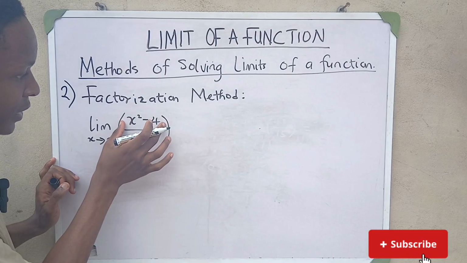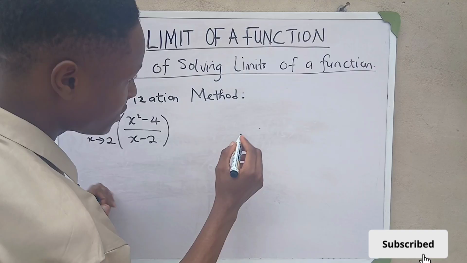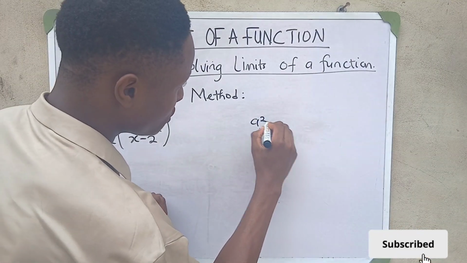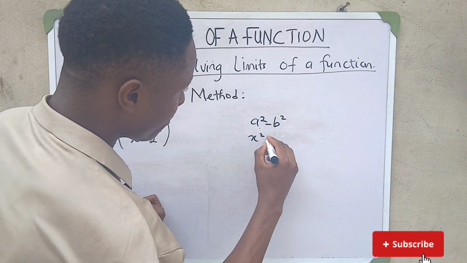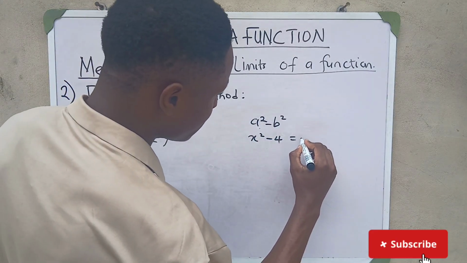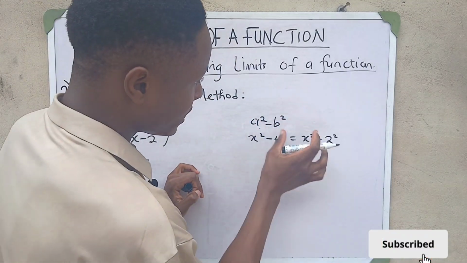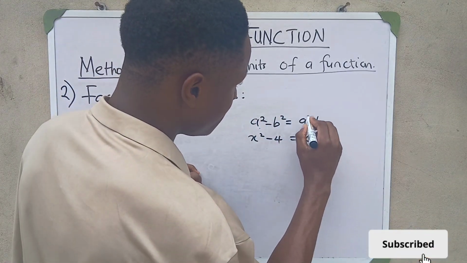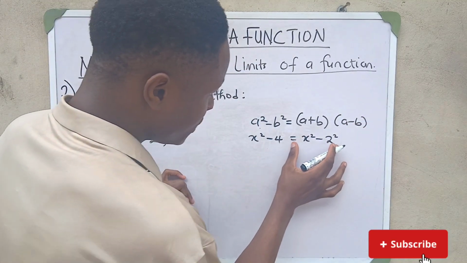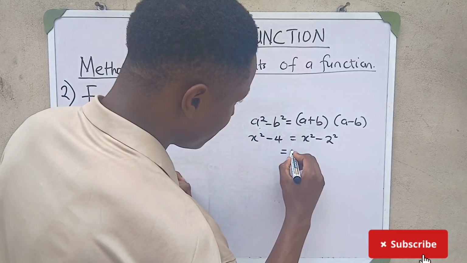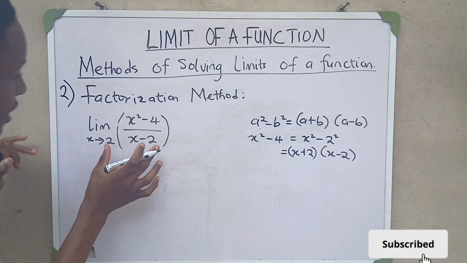For us to factorize x squared minus 4, we have to use difference of two squares. Now difference of two squares, when we have something like a squared minus b squared. So in this case, it is x squared minus 4, which is the same as x squared minus 2 squared. So when we have something like this, we are going to be having a plus b and a minus b. So using difference of two squares in this, we are going to be having x plus 2 and x minus 2. So let's put it here.